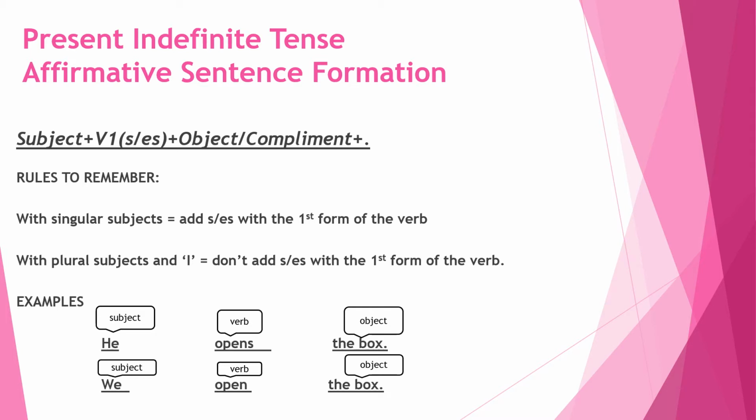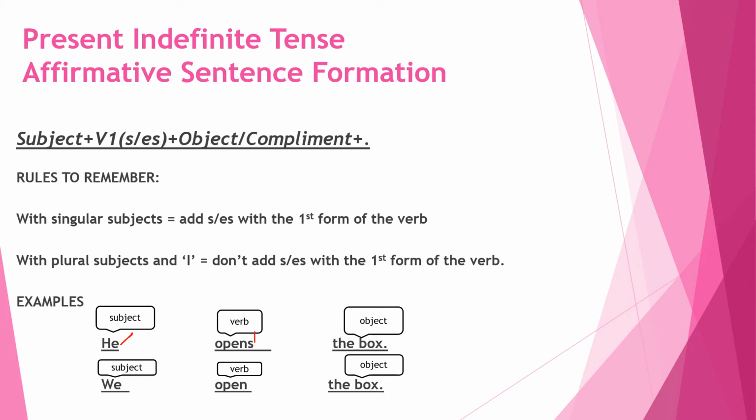So here are some examples. He opens the box. He here is the subject, as you can see, I have mentioned it here. Opens is the verb. You see, he was the singular subject. That is why I have added s with the verb. And the box is the object of the sentence. So I hope you know what the object actually is.